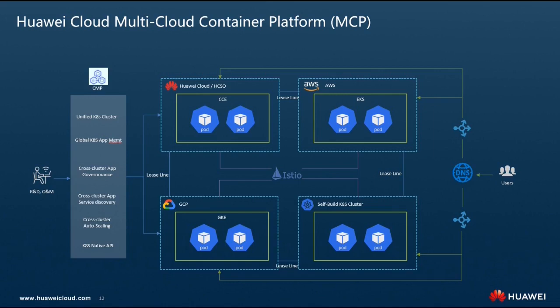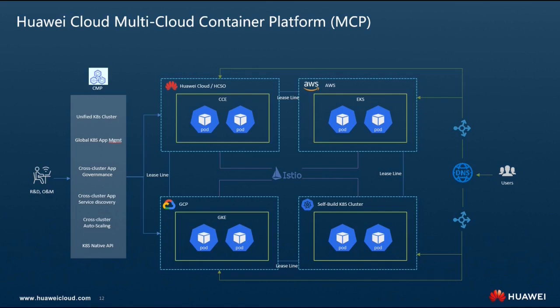To cope with the impact of traffic spikes and improve service stability, MCP provides cross-cloud auto-scaling based on traffic policies, with cross-cloud and cross-cluster scaling for application instances and unified management of application traffic. MCP implements elastic load balancing of traffic across different clouds.